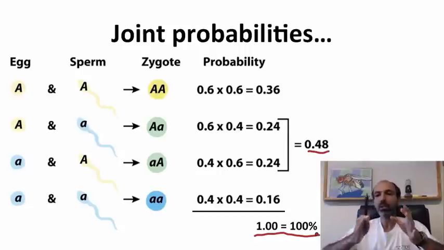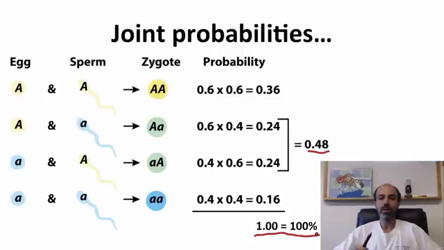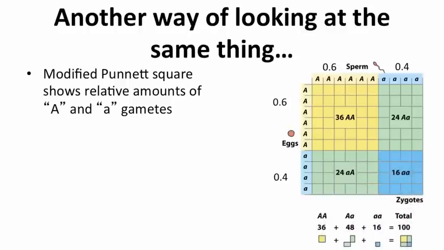Now let me show you just another way of visualizing the same thing. Rather than using this sort of joint probability approach, let's visualize it a little bit differently. We can use a modified Punnett square to show the relative amounts of the big A and little a gametes. So again, this is exactly the same thing. It's 0.6 big A, 0.4 little a. And we have here the sperm on this axis, the eggs on this axis. Note the size here, the relative size. This is a 6x6 block. This is a 4x6 block, a 6x4 block, and a 4x4 block.